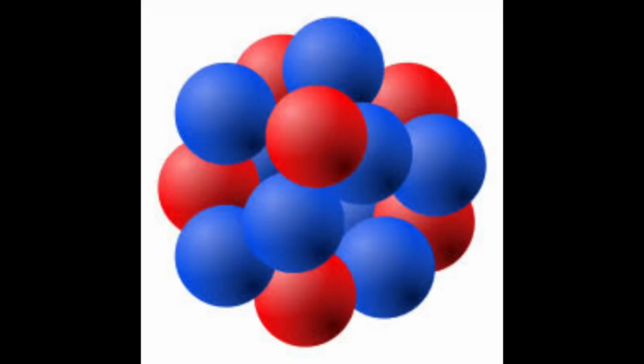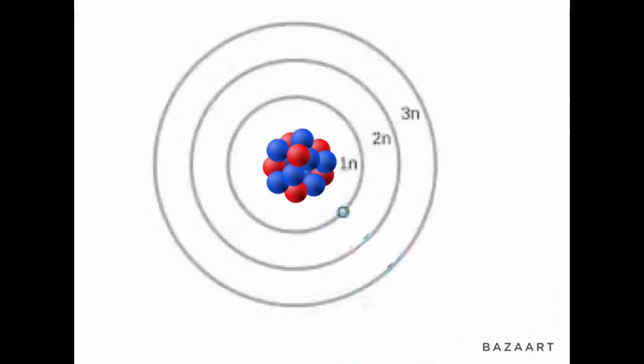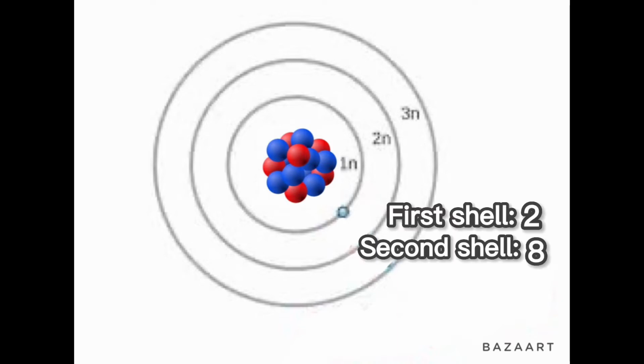With all the electrons circling around the nucleus, it makes shells, or rings, that circle around the nucleus. These shells can hold a certain amount of electrons. The first one can hold 2, the second one can hold 8, and the third one can hold 18. If all the shells are full, no more electrons can be added in.